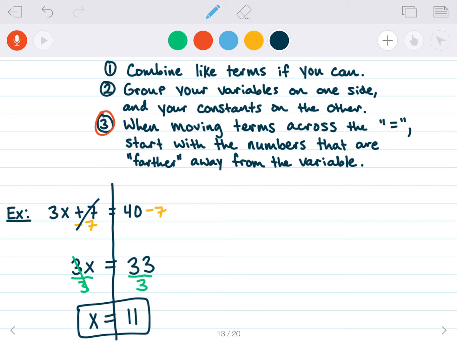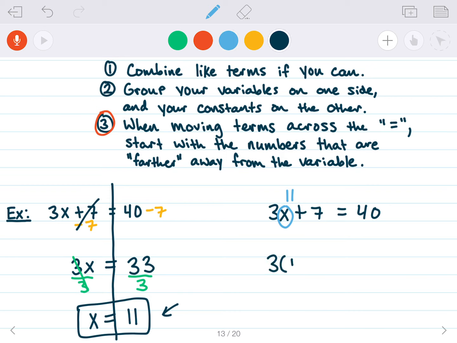Now, what you can do when you're doing your homework, again, is if you're not sure if this is right, you can go back and plug it into the original equation. So our original equation was 3x plus 7 equals 40. And I'm not sure if my solution of 11 is right. So to check if it's right, anywhere I see an x, I'll put an 11 in.